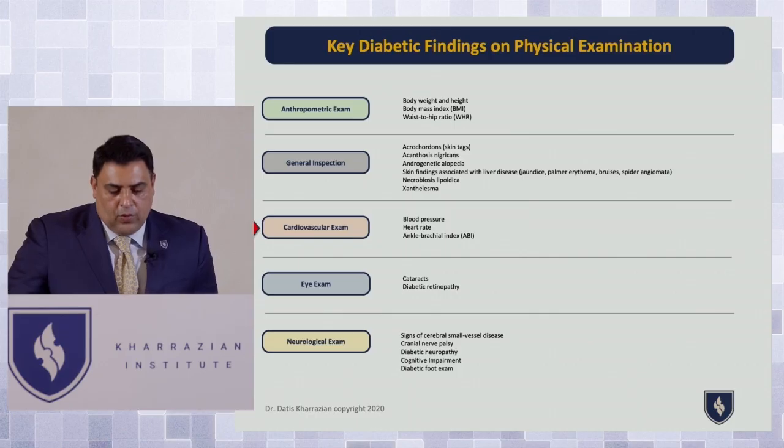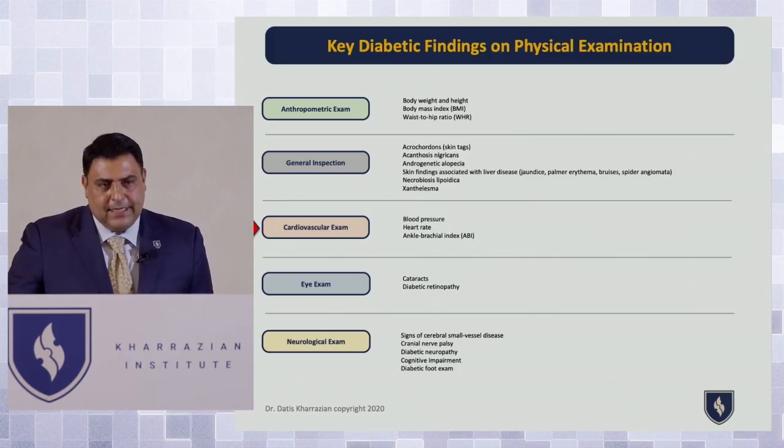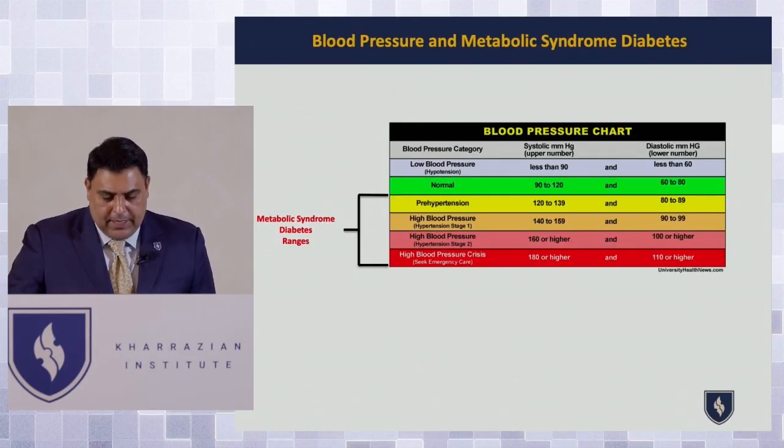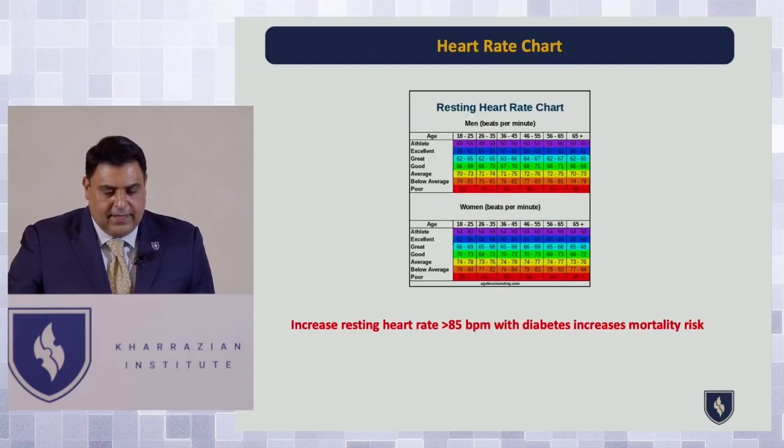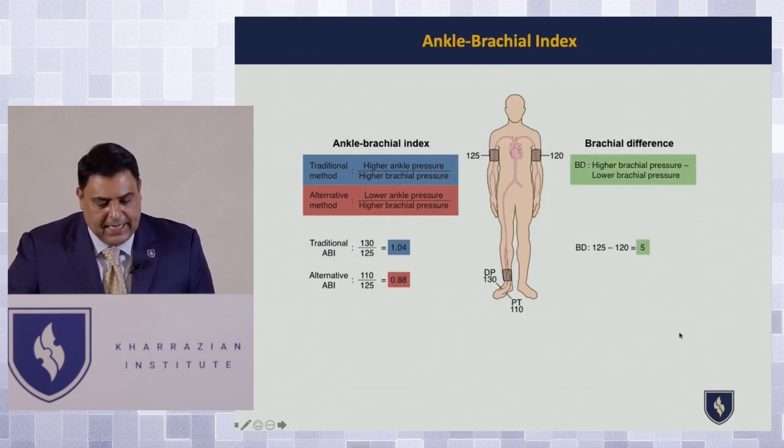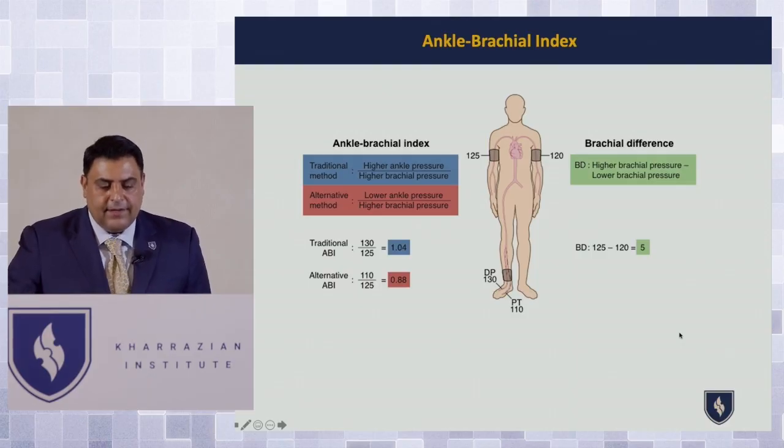And then when you're going through your workup, you realize that people that have diabetes are at significant risk for metabolic issues. So you definitely want to look at their blood pressure. People with metabolic syndrome and insulin resistance have a tendency to have hypertension because insulin activates sodium retention, so they get increased blood pressure responses. And you want to look at their heart rate. An increased resting heart rate greater than 85 is typically found with diabetes and tells you that they have a significant mortality risk.